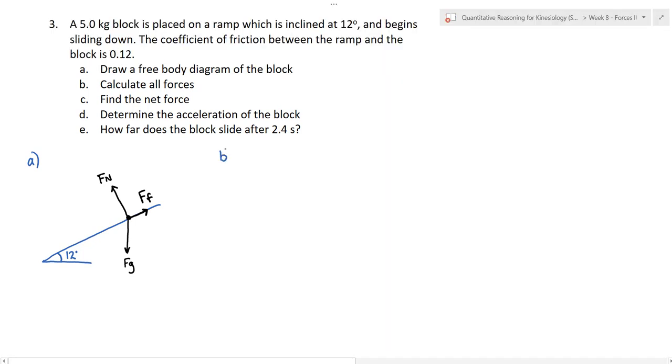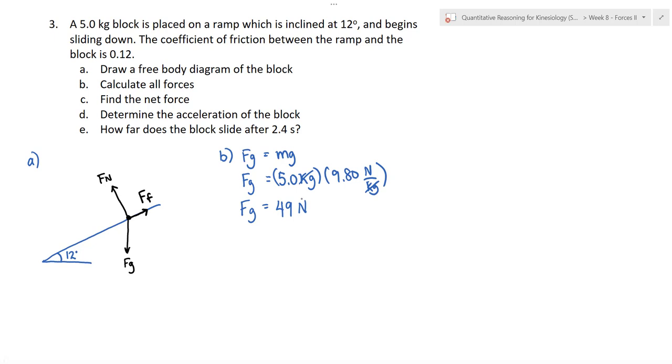Calculate all the forces. As always, we're going to start with Fg. Fg is equal to mg. The mass of the block is 5 kilograms, and g is 9.80 newtons per kilogram. Kilograms cancel one another out, and I get Fg is equal to 5 times 9.8, which is 49 newtons. Okay. Now we need to find our normal force.